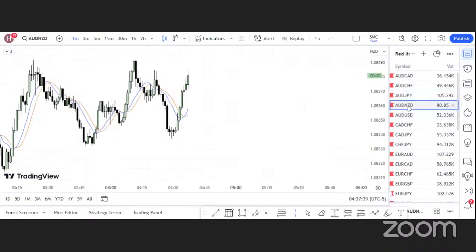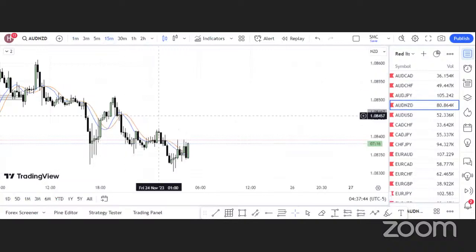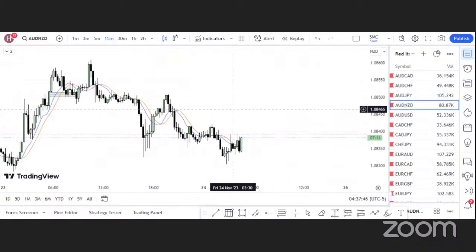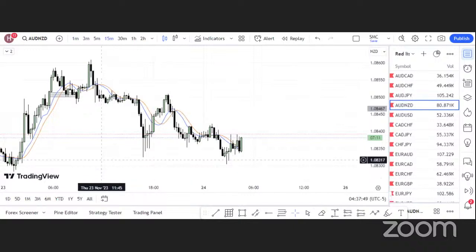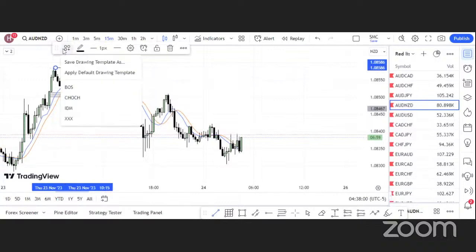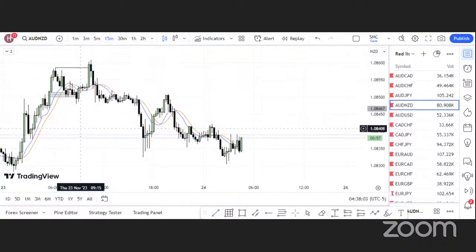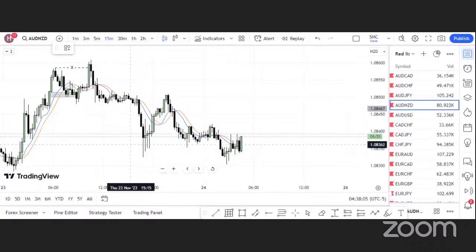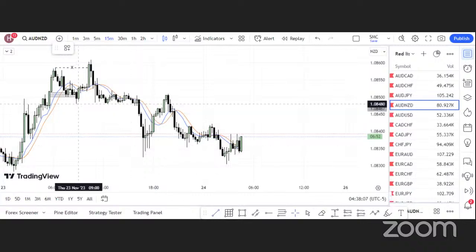Let's look for other entries. Okay, let's make analysis. Let's not do something that we are going to regret. Okay, taking trade on a chart that is not moving. So I feel like our time was wasted there, but no worries. It happens sometimes.